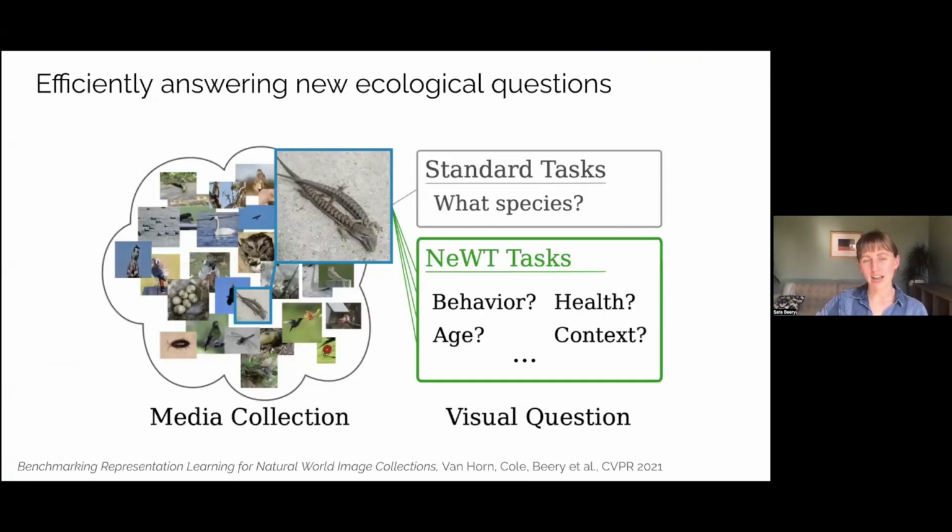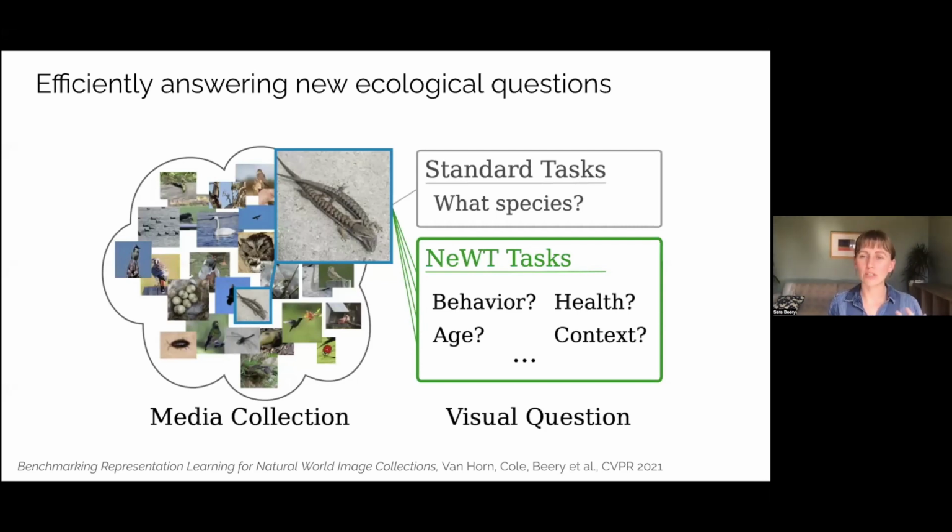Finally, we're really interested in how do we efficiently answer new ecological questions. Somehow there's not enough scale of people like me who have the skill set to come in and build out the problem formulation, the training data set, everything that's needed to figure out whether off-the-shelf methods work and then develop new methods when they don't work. And so what we want to do is make it very easy for ecologists to interact with these massive repositories of media data. For example, the 64 million images in iNaturalist.